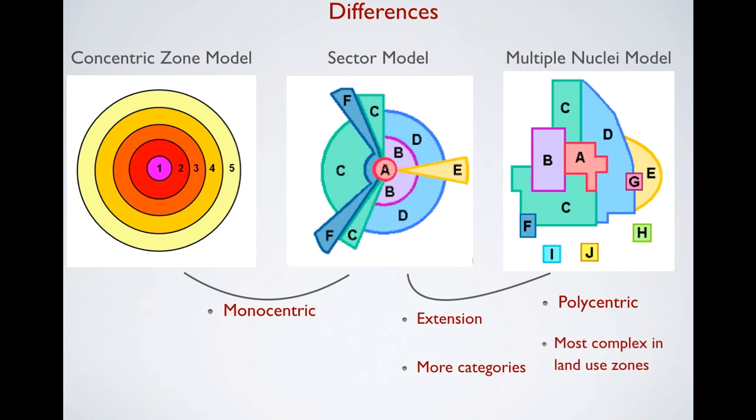Furthermore, the multiple nuclei model is more complex in land use zones, such as the suburbs, which is letter H, and the industrial suburbs, which is letter I, in the multiple nuclei model. Moreover, the multiple nuclei model takes into account the varied factors of decentralization in the structure of North American cities.